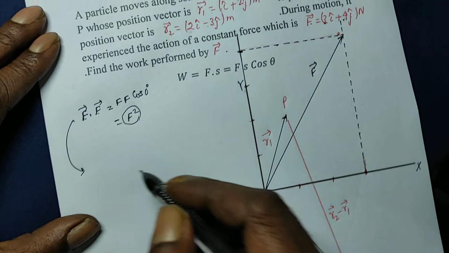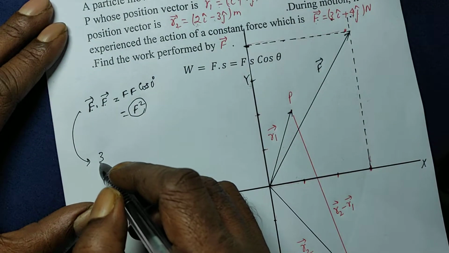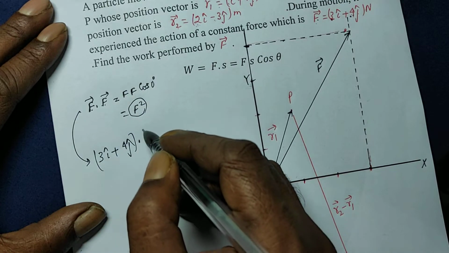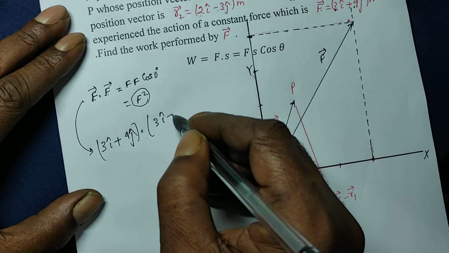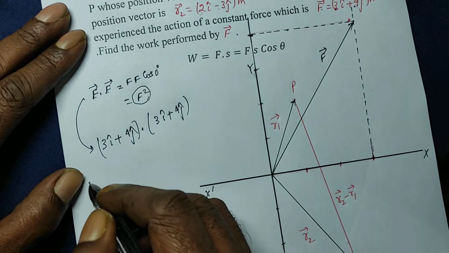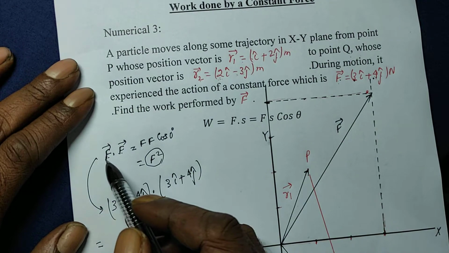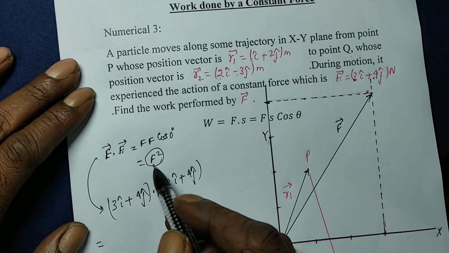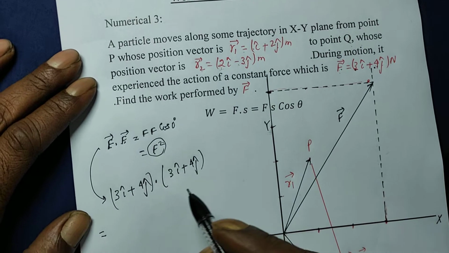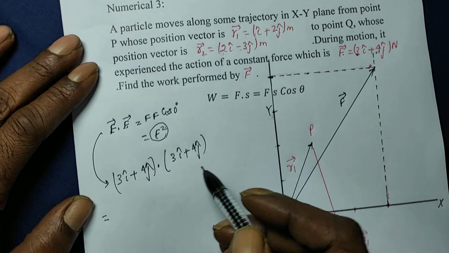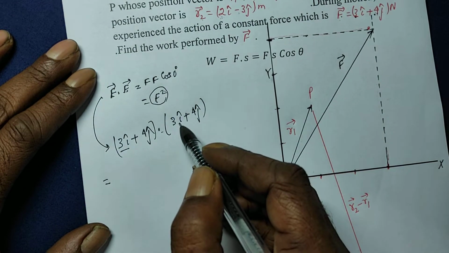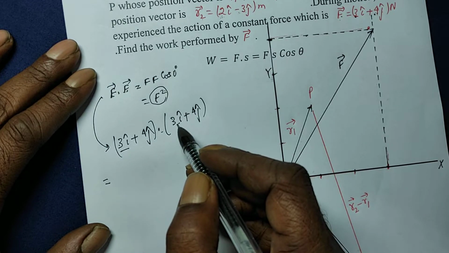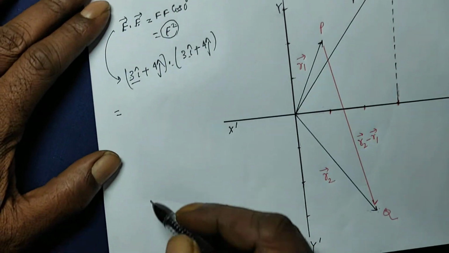Now if you put the value of F, that is F is given as 3i cap plus 4j cap dot 3i cap plus 4j cap. If you take the dot product of F with F itself without putting the values, what you get is the square of its magnitude. Now if you put the values, 3i dot 3i, 3 3s are 9, i dot i is 1, that is all. I hope you know.